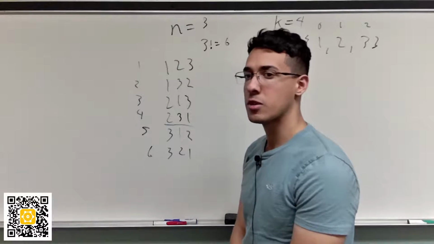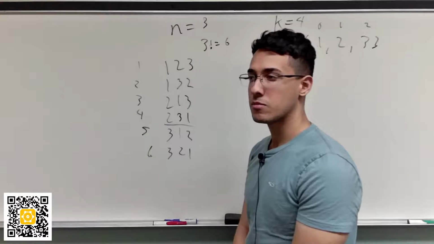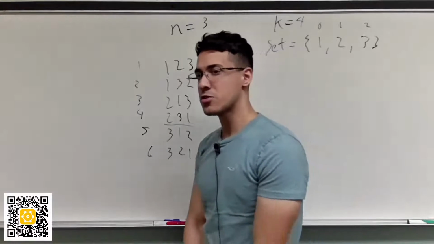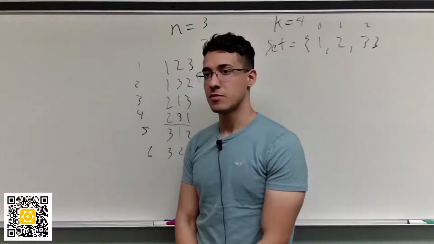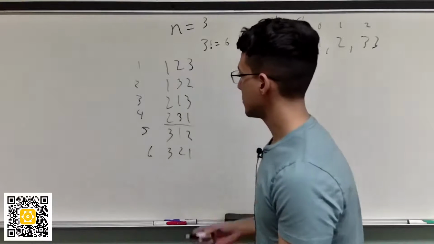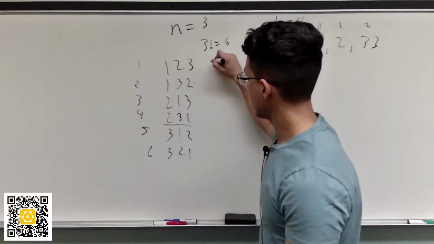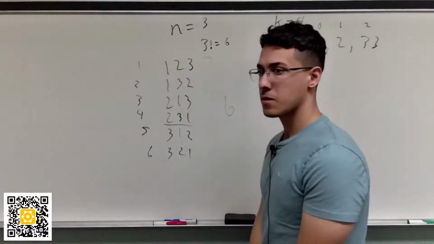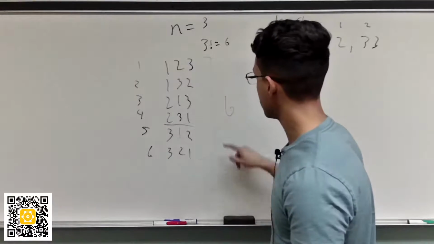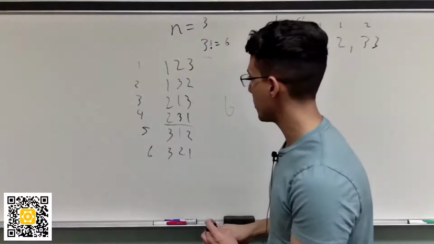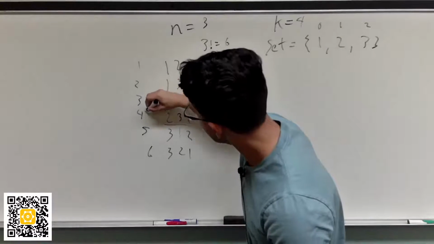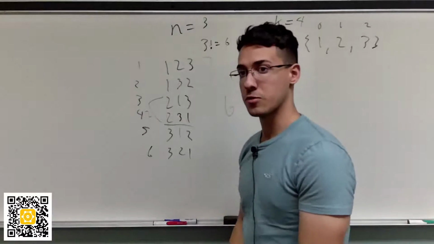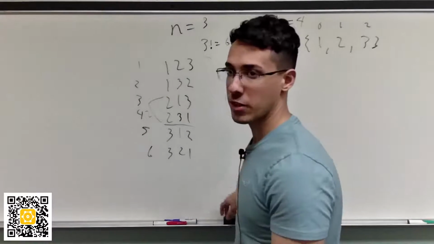Minus 1? What do you mean? You mean 3 minus 1? Is that the relationship? Hmm. I think I remember from the other class, that's n minus 1 factorial. Yes. So this is all 6. This is 3 factorial. But the amount each appears is 2. That's 2 factorial. So this is n minus 1 factorial.